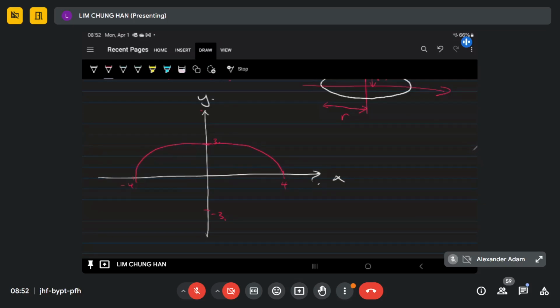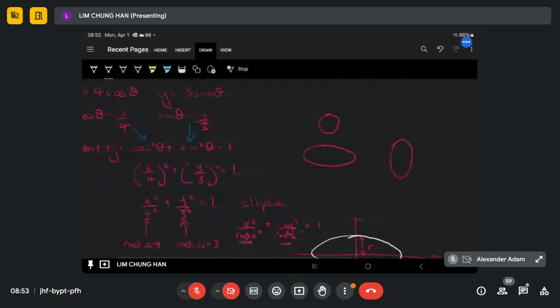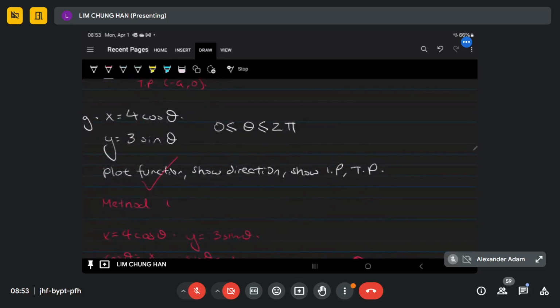Not very nice. Wait, let me redraw. Okay, something like this. Okay, so an ellipse. All right. So next. So we plot the thing already. Let's go back here. So plot. Done. Next, we need direction. We need IP. We need TP.